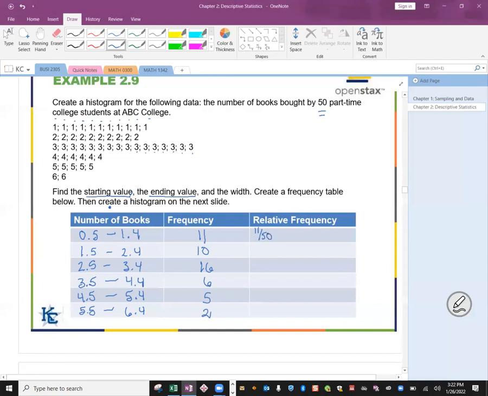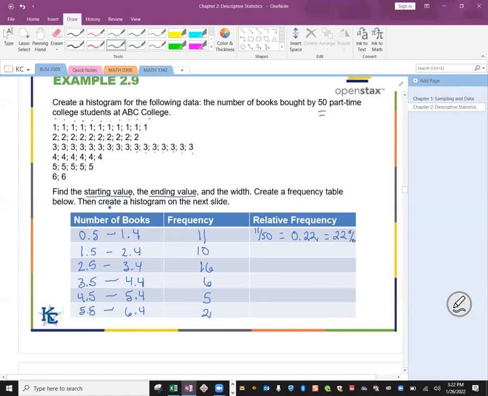Like I said earlier, relative frequency can be represented in 3 ways. It can be represented as a fraction, a decimal, or a percent. So the decimal form, which you would just find by taking 11 and dividing by 50, would be 0.22. And then the percent form, which you would find by moving your decimal place 2 places to the right, would be 22%.